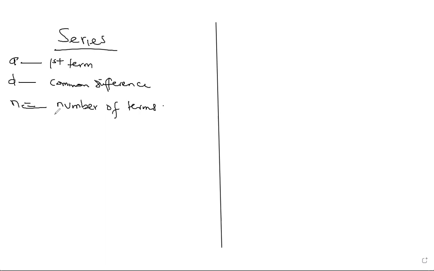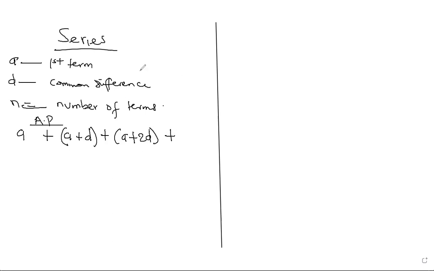So a series can be written as A, the first term, and the next term will be A plus D. This is the second term. If it is an arithmetic progression, in this case an AP, written in the form of a series, this is the first term, here's the second term, and the third term will be A plus 2D.